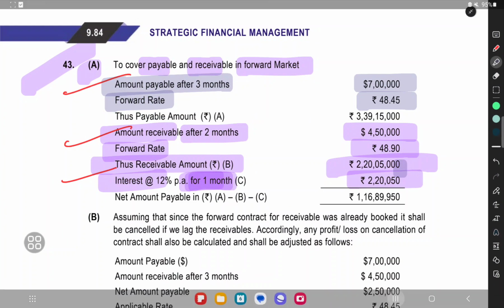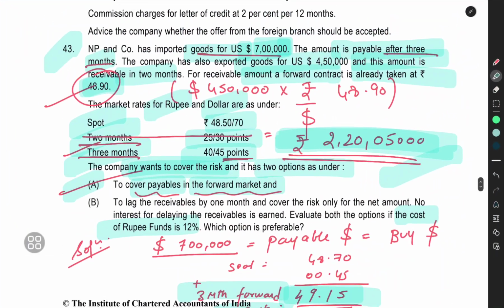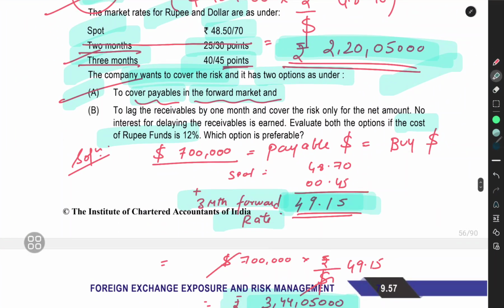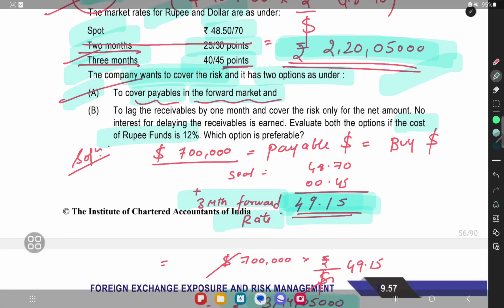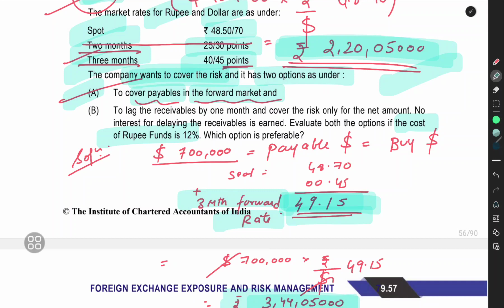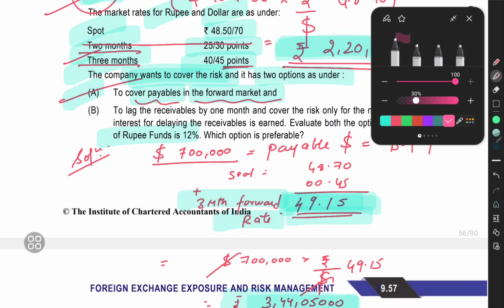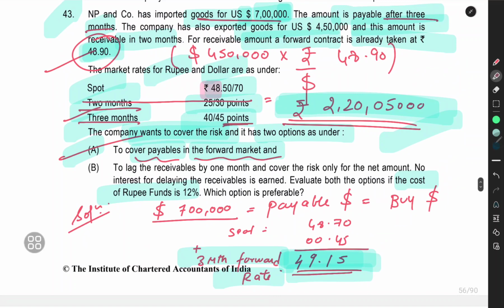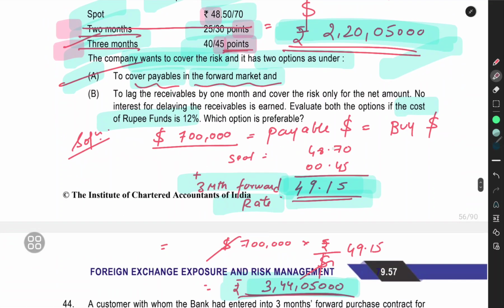Let's go to the question. Our forward rate was 49.15. For them, see, what they have done is 48.45. They've taken this as direct quotes. See, 2 month and 3 month, they've taken this as direct quotes, but which is not correct, because they've clearly mentioned in the question these are points and not quotes. So if you take direct quotes, then 48.45 is what we can also get.